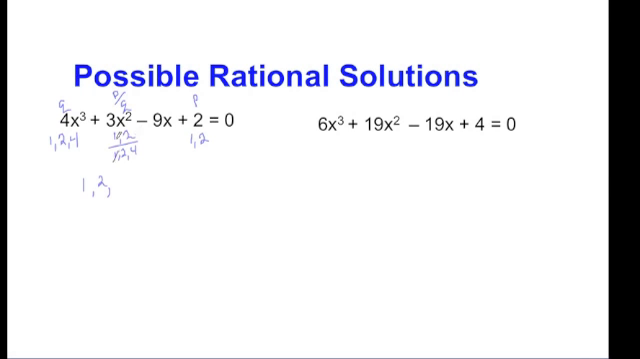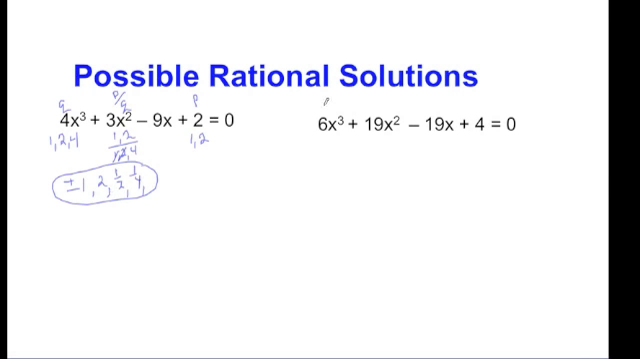Now, 1 divided by 2 is 1/2. 2 divided by 2 is 1. We already have it. We're done with the 2. Now the 4. 1 divided by 4 is 1/4. 2 divided by 4, well, that's 1/2. And these could either be positive or negative rational solutions. These are possible. There's 4, or actually 8 of them, and there are only 3 solutions. So we know these aren't all, but these are the possible ones.